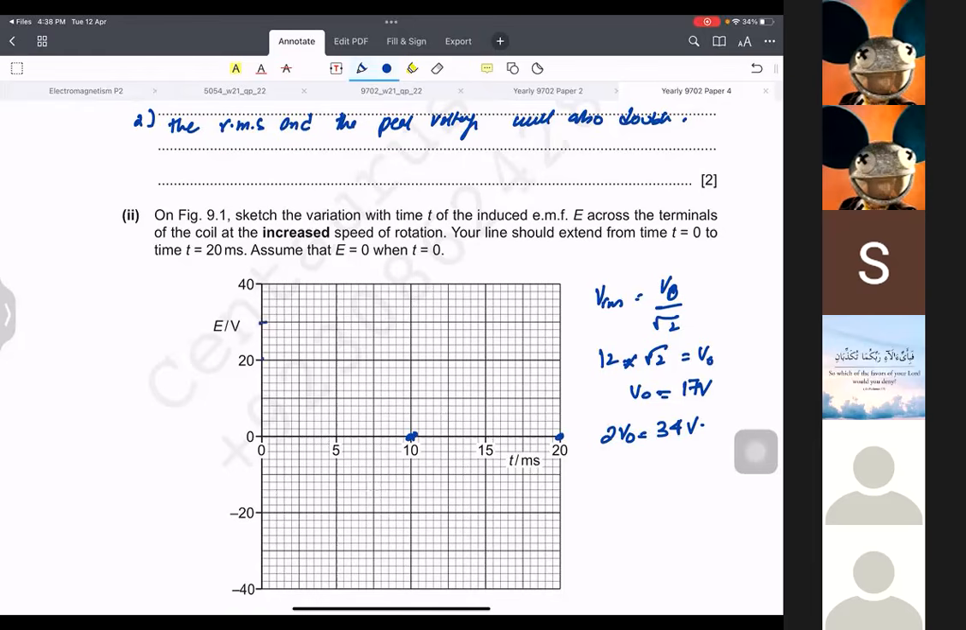This is 20. This is 30. 31, 32. Okay. 32, 34. So it will have a peak at this point and at this point. So you're going to make it like this. And make sure you make 2 cycles. Like this, right?